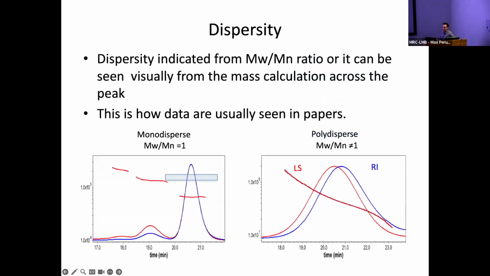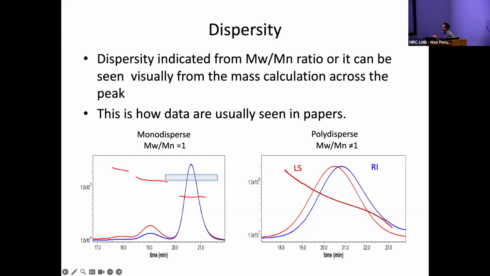Because this is a machine that you can train to use quite easily. If you're running it yourself, you go through the calculations, work through the workflow, and you get a line that looks like this. And the light scatter and the refractive index are offset. You know that you've got a polydispersed sample.